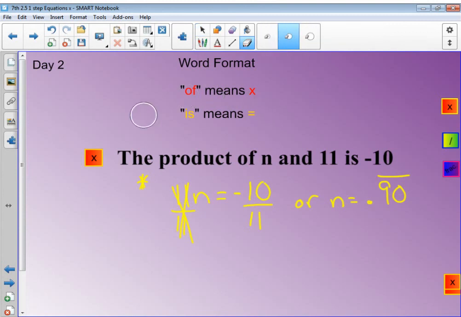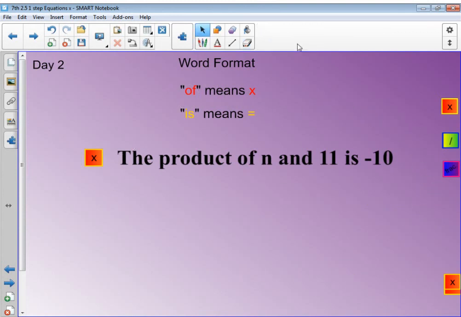Okay, so now we're going to work with some where there's division involved.